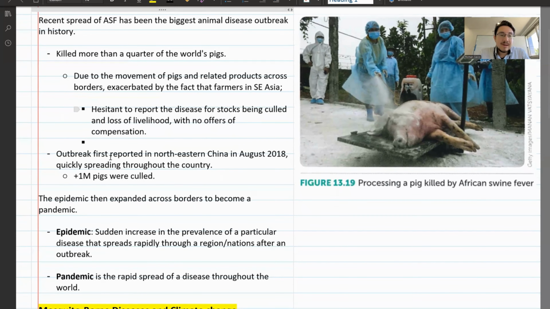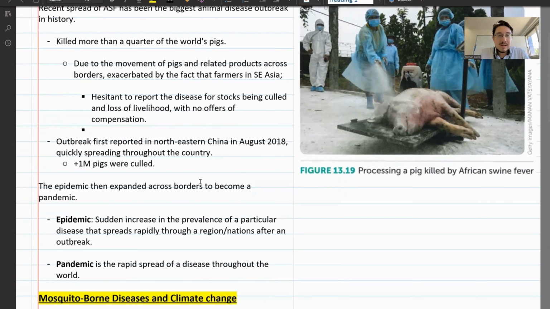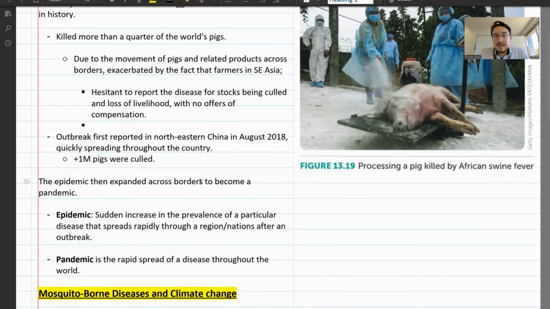Okay, so an outbreak first reported in northeastern China in 2018 quickly spread through the country. More than 1 million pigs were culled. You guys know what culled means, right? And it was a big, big problem. There's a great decrease in produce.